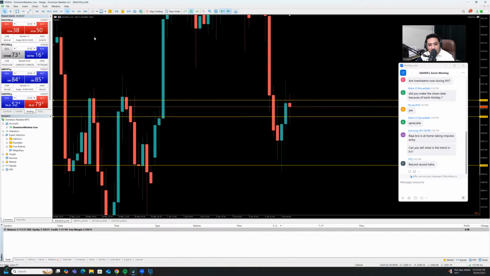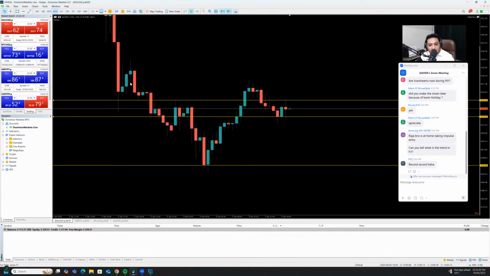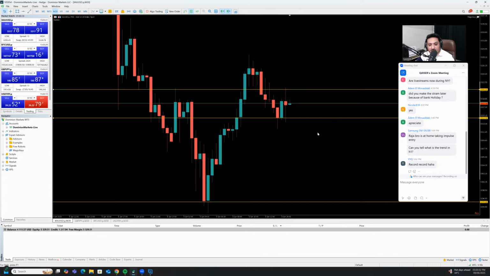Let's go from daily to H4. H4 just created a support and created a resistance. Now we need to see what's going on in the lower time frame so we can get a clear picture, because the lower time frame will give us the confirmation of what can happen on the higher time frames. All right, so H1 clearly shows that it created a resistance and it created a support, and M30 gives us the clear picture.